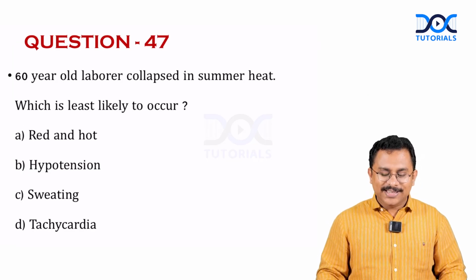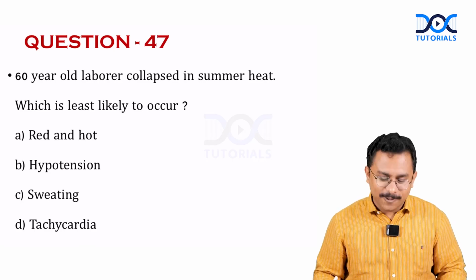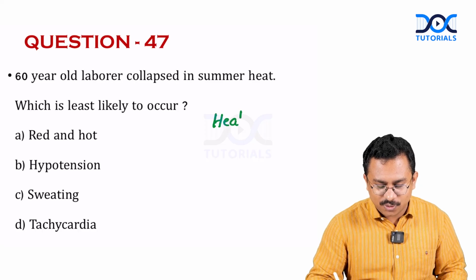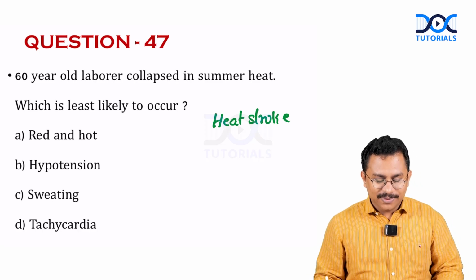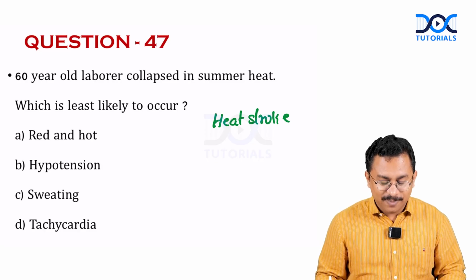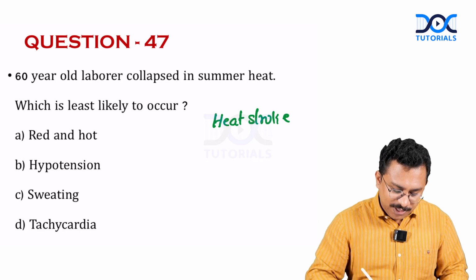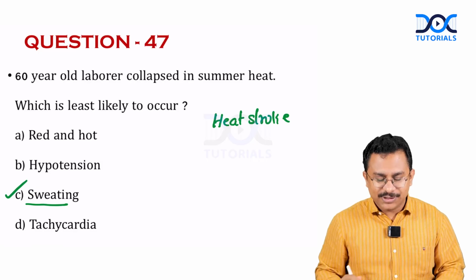47th question, a 60-year-old laborer collapsed in the summer heat. What is least likely to occur? So what is the diagnosis here? This is a scenario of a heat stroke. So what is least likely to occur? Red and hot? Yeah, the patient can have such an appearance. Hypotension possible, tachycardia possible, but usually you will not be seeing sweating. Sweating is not a feature of the classic heat stroke.